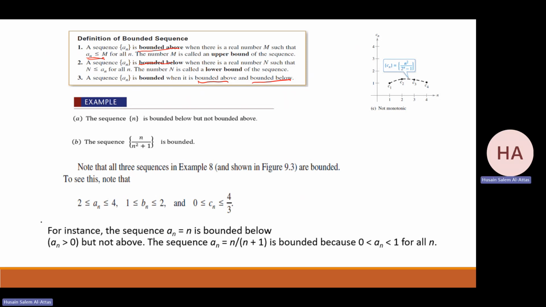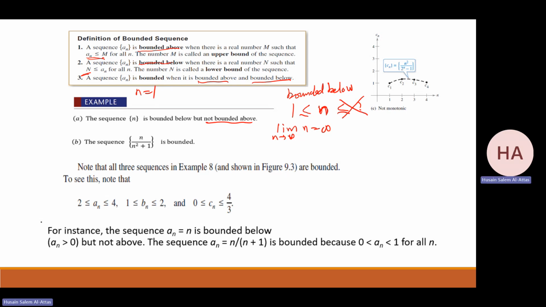If we take the sequence n, it is bounded below but not bounded above. Why? Because I know n is always greater than or equal to 1. I'm starting with 1; the starting point, 0 or 1, who cares? n is always greater than or equal to 1, so it's bounded below. However, the limit as n goes to infinity of n is equal to infinity, so I cannot bound n from the other side. So it's not bounded above. There is no value I can say n is less than or equal to, because the limit goes to infinity.